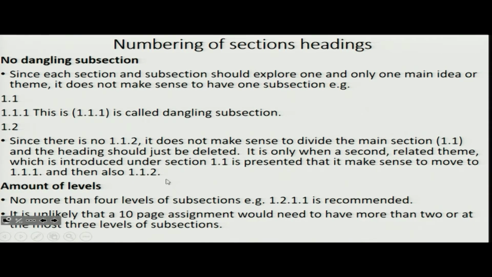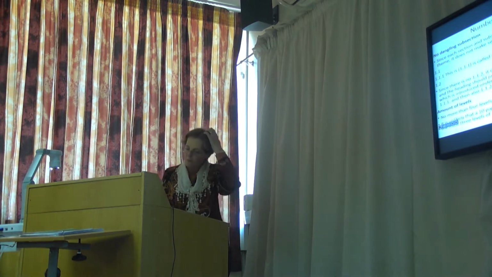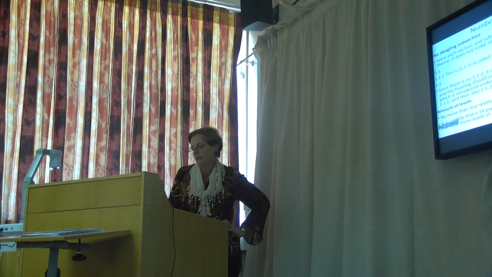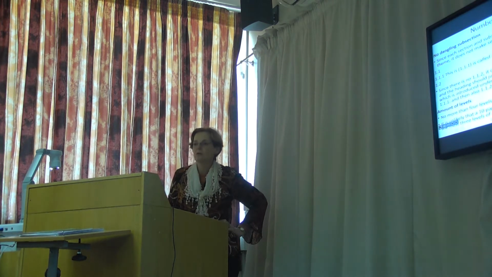Then the amount of levels. In our work, we never go more than 4 levels. So it's 1, 2, 3, 4. Can you see? No, we don't put another one there for number 5. It's just getting too long, and why break it down too small just for 4 sections. And I said also here, it's unlikely that in a 10-page assignment you will need more than 2 or at least 3 levels of subsections. All right. Good writing consists of some subsections. Not necessarily each section, but if 1.1 doesn't have a subsection, it's fine to have 1.2 or 1.3 as a subsection.